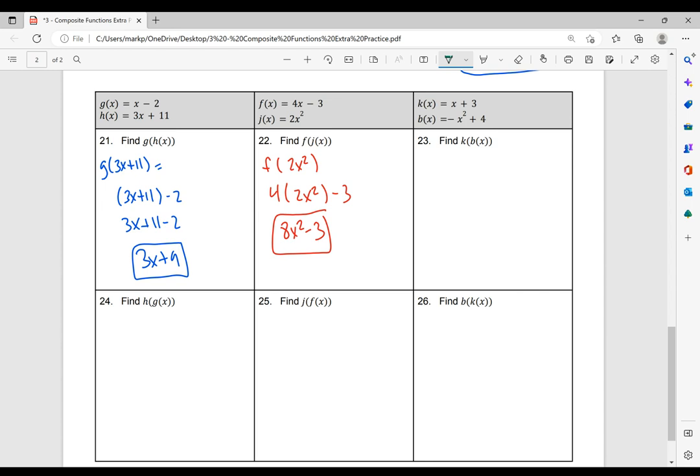Find k of b of x. So b of x is negative x squared plus 4. So we have x is negative x squared plus 4, and then plus 3. No need for parentheses, so negative x squared plus 4 plus 3. So negative x squared plus 7 is my answer. All right, on to these last ones here.